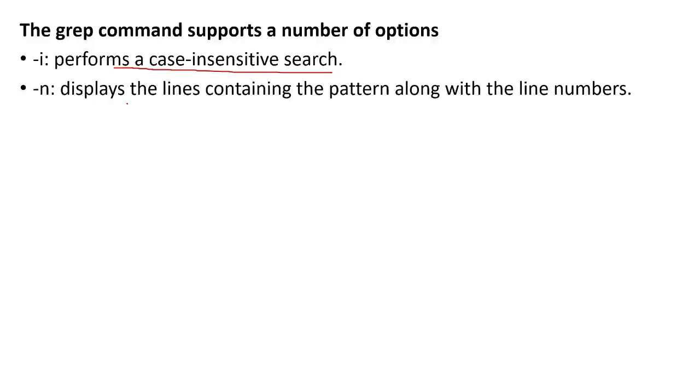Then it will display all the patterns whichever match small letters or capital letters. -n displays the lines containing the pattern along with the line numbers. So if you also want to display the line numbers with the pattern, whichever pattern it is matching, along with that it will also display the line numbers.